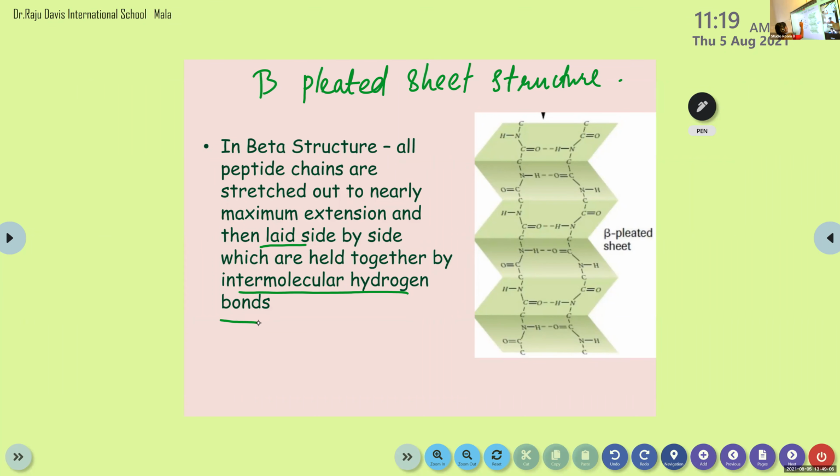So in beta structure, all peptide chains are stretched out to nearly maximum extension and then laid side by side, which are held together by intermolecular hydrogen bonds. Here also hydrogen bond is there. Intermolecular means in between. Between two compounds, there is one hydrogen bond. You can see here intermolecular hydrogen bonds. Here also it's between the amino group and carboxylic group, NH group and CO group. Beta pleated sheet structure.